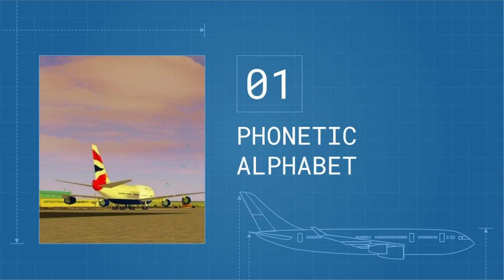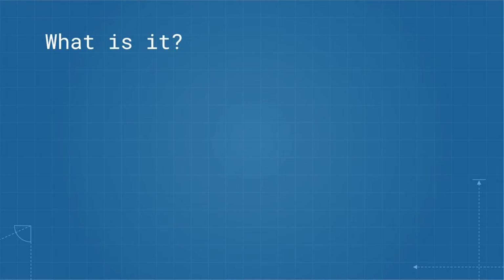Firstly, let's look at the phonetic alphabet. Its full title is the International Radiotelephony Spelling Alphabet, but it's more commonly known as the NATO Phonetic Alphabet. The NATO Phonetic Alphabet is a 26-word code. Each letter in the English language is assigned a different word.